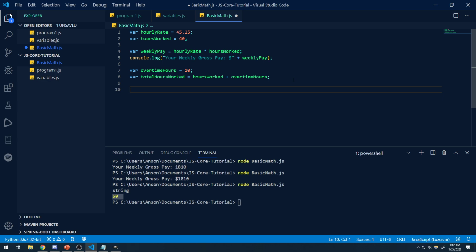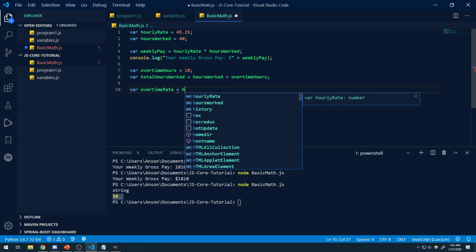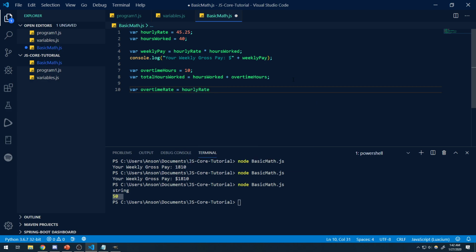Okay, so we're going to declare another variable. We're going to say var overtimeRate, and we're going to say this is going to be equal to hourlyRate divided by 2. Okay, so remember, overtime pay is you take half of your hourly rates, and then you take that half, you add it to the hourly rate itself.